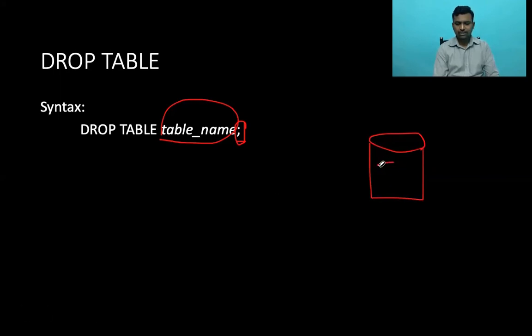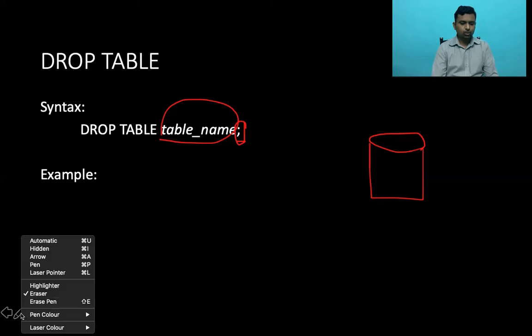So this will be erased completely from the database. Whenever I feel my table is no more required, I simply say drop followed by the table name. Sorry, drop table followed by the table name, right? Any DDL command mostly will have drop or some command followed by the table keyword. This is a must.